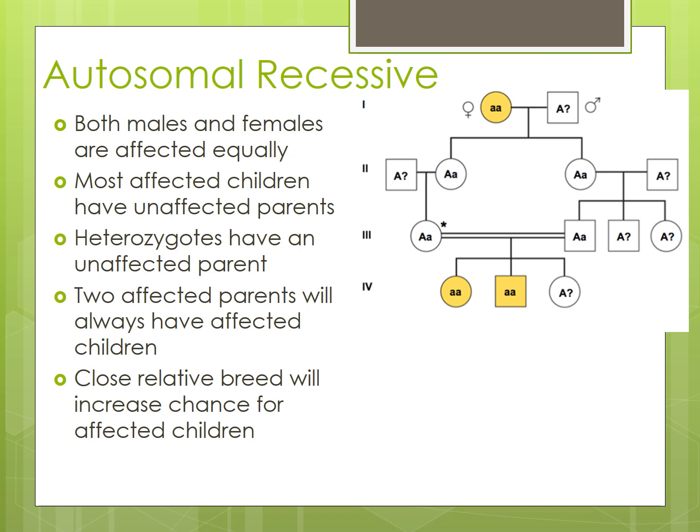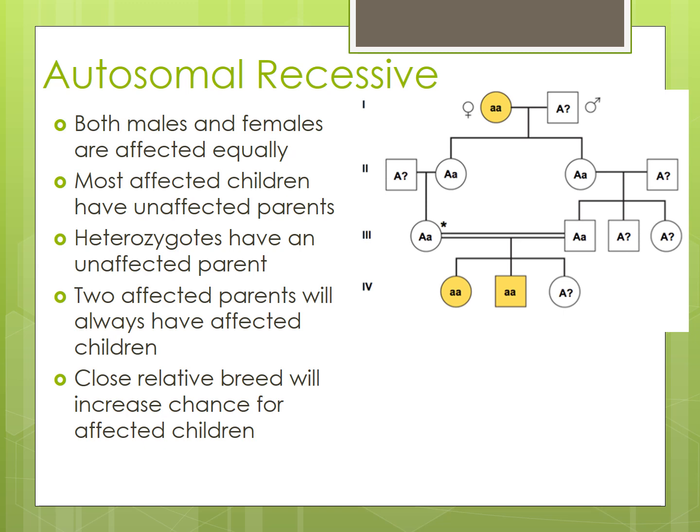Now, in this pattern, both males and females are equally affected. So in the autosomal inheritance patterns, the sex doesn't play into it. It's not directly linked to sex. When we get to sex, that will change, but we'll get to that a little bit later. But in all these autosomal patterns, males and females are equally affected.